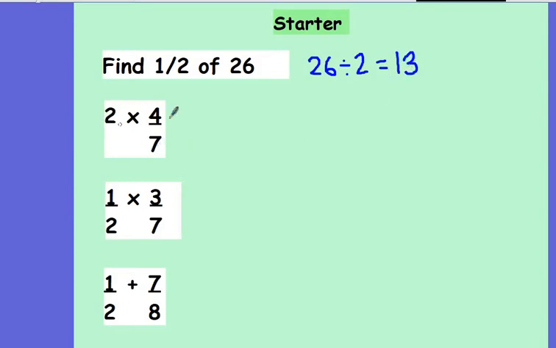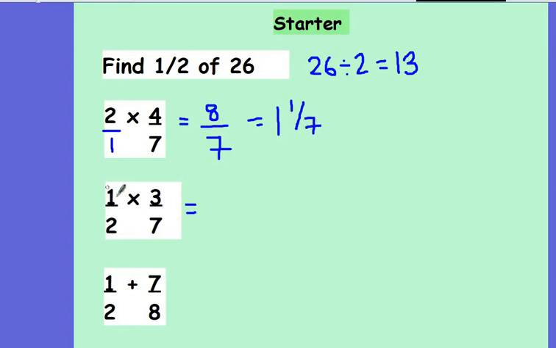If I'm multiplying an integer by a fraction, I want to write that integer as 2 over 1. And now I need to multiply my numerators together, which will give me 2 times 4 is 8. And multiply my denominators together, 1 times 7 gives me 7. You might have written that as a mixed number. Either would be correct, 1 and 1/7.